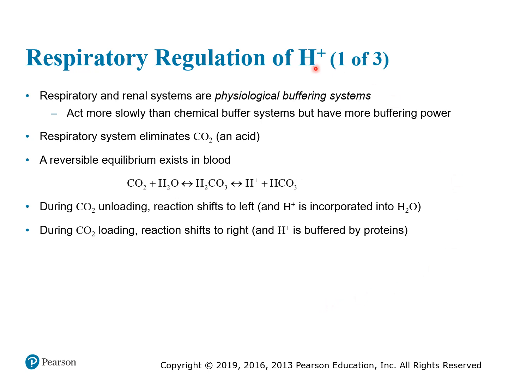Now let's see what is the respiratory regulation of the hydrogen ion. We went over the chemical buffers, and now we have the physiological buffers. The first physiological buffer is the respiratory system, and the second physiological buffer is the renal system. So let's go over the respiratory system. Respiratory and renal systems are the physiological buffering systems. They act more slowly than the chemical buffer system, but they have more buffering power.